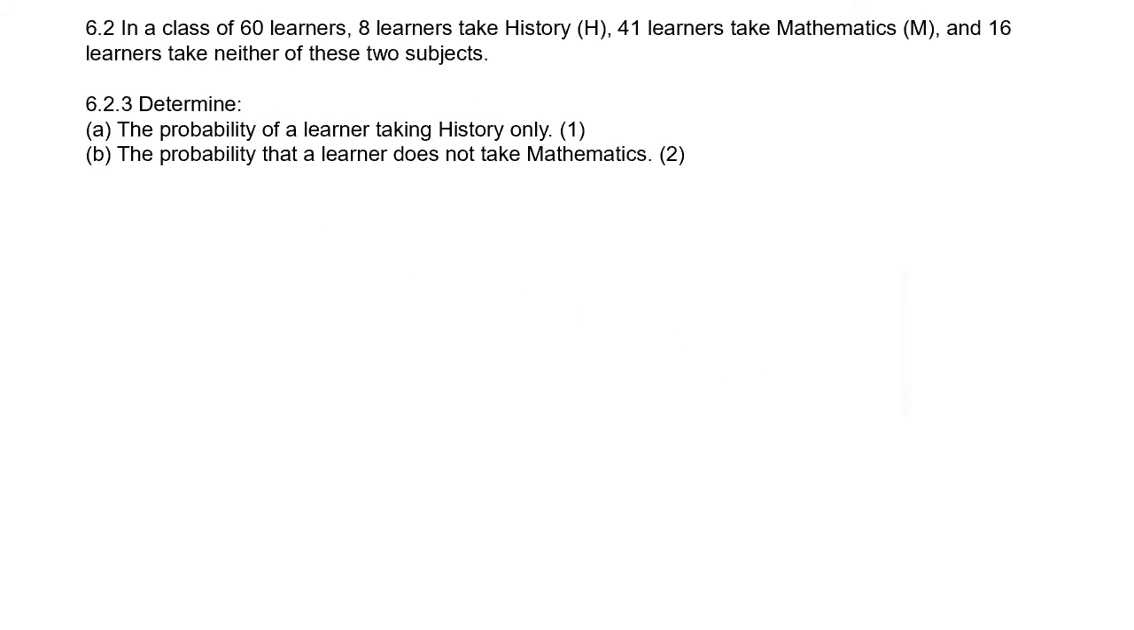Let's take a look at question 6.2.3. Determine the following probabilities. A, the probability of a learner taking history only. So we have 60 learners in total, and only 3 learners are taking history. So the probability of a learner taking history only is 3 over 60, and this can be simplified to 1 over 20, and if we write it as a decimal, it will be 0,05. So here you will get 1 mark for the correct probability.